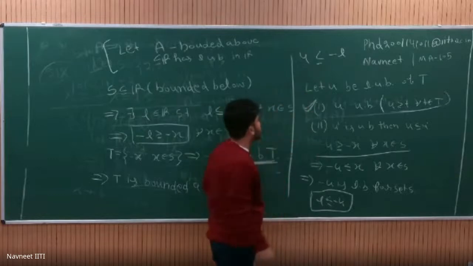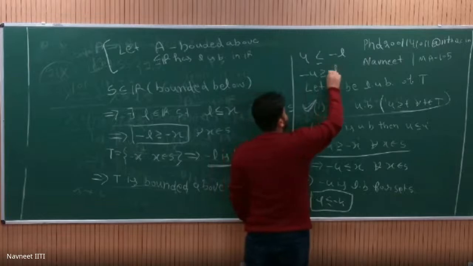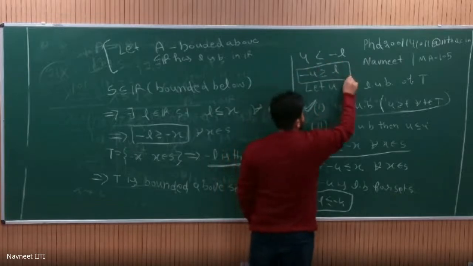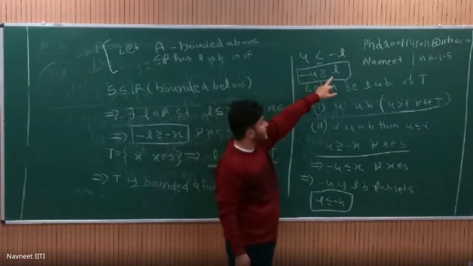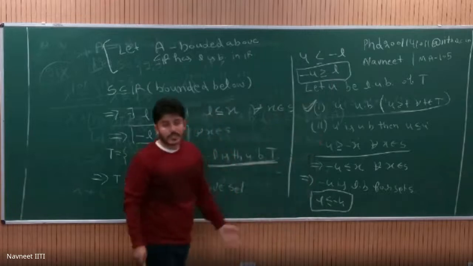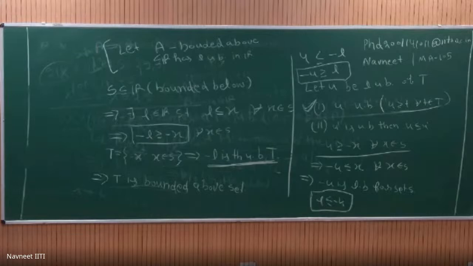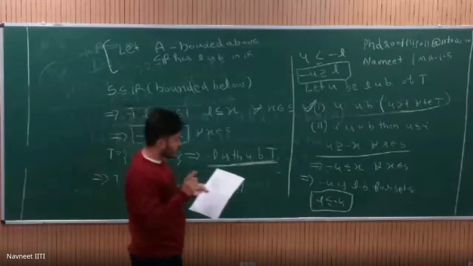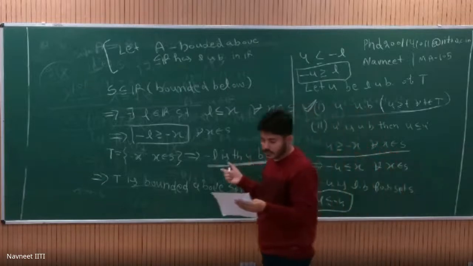Now just by multiplying both sides by minus one, what do we get? Minus u is greater than or equal to L, and this is what we actually want. That means minus u is greater than all the other lower bounds, so minus u is the greatest lower bound. Is it clear or not? The other part you can try yourself, just using the definition of bounded below and all those things.